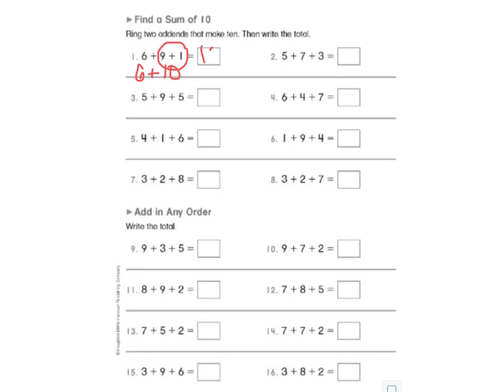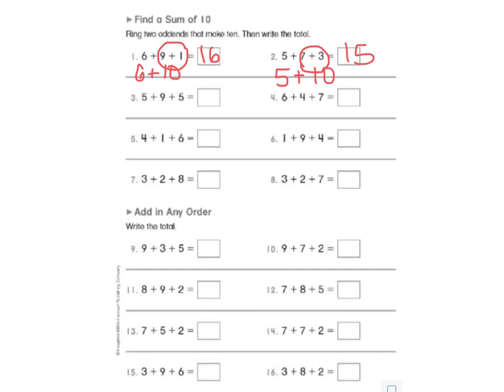And I know that's 16. Okay. For number 2, I'm going to find another total of 10. If I put, let's see, 5 plus 7, that's not 10. Oh, 7 plus 3 is 10, so I can put those two together. Then I have 5 plus the 10 that I just made, and that gives me 15.